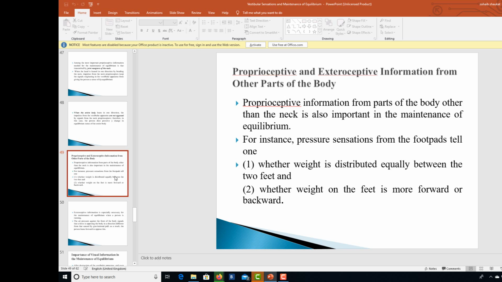Proprioceptive information from parts of the body other than the neck is also important in the maintenance of equilibrium. For instance, pressure sensations from the foot pads tell one whether weight is distributed equally between the 2 feet and whether the weight on the feet is more forward or backward.